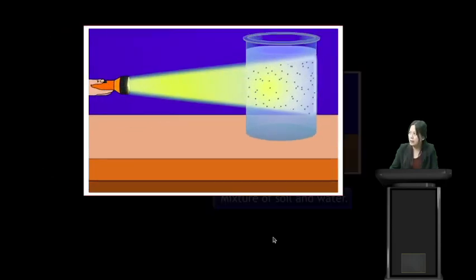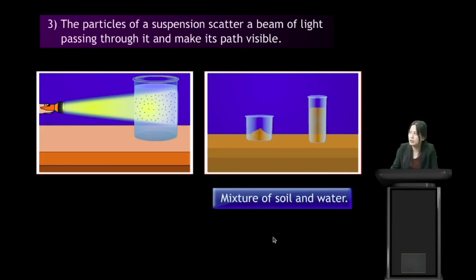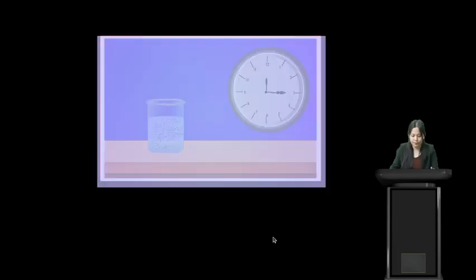Then the next property is, when a beam of light passes through a suspension, the particles of the suspension scatter the beam of light passing through it and make its path visible. Okay, so we have seen that in a solution the particles do not scatter a beam of light, but the particles of a suspension scatter a beam of light passing through it.